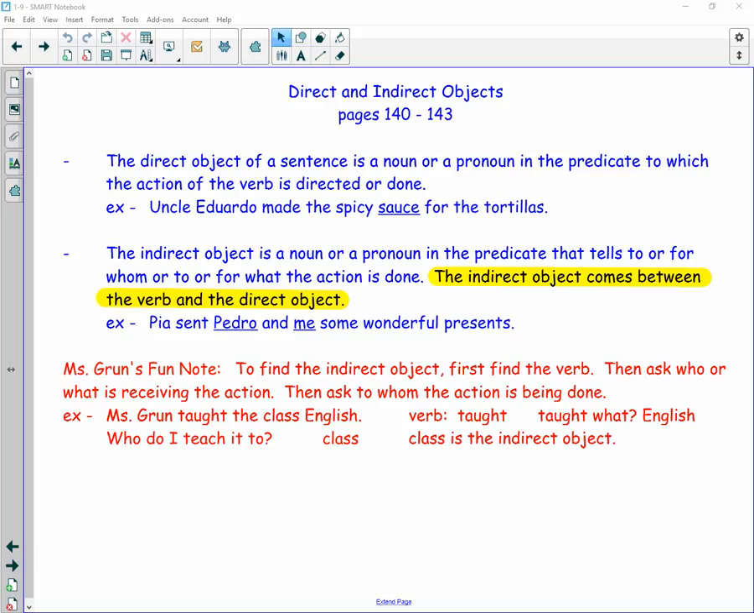So to find the indirect object, you have to find the verb. Then you ask who or what is receiving the action, then ask to whom the action is being done. Miss Grun taught the class English. What did she teach? She taught English. Who did she teach it to? The class. Class is the indirect object. It always will go verb, indirect, direct.